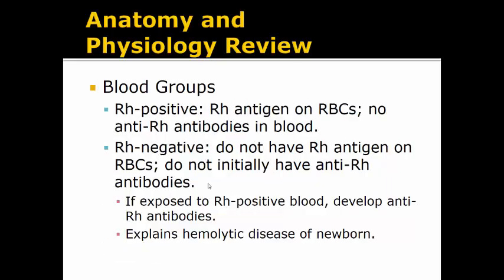All right, as far as the positive and negative, that's just another antigen on the red blood cells. Where this really comes into play, besides just transfusion reactions and things, is if you have a woman who's pregnant and she is Rh negative, so she doesn't have that Rh antigen. If she's exposed to Rh positive blood, she could develop anti-Rh antibodies, which could cause hemolytic disease of the newborn and potentially cause complications for the mother as well.